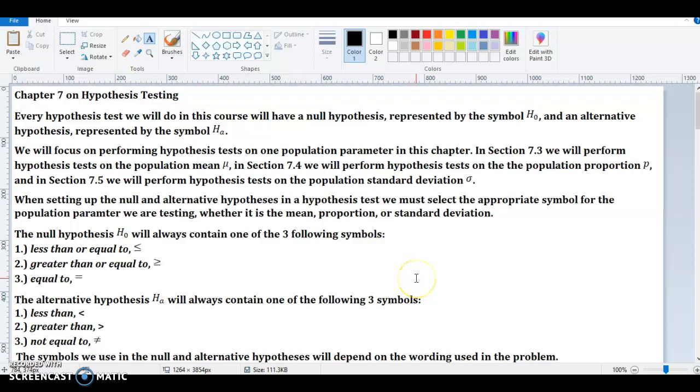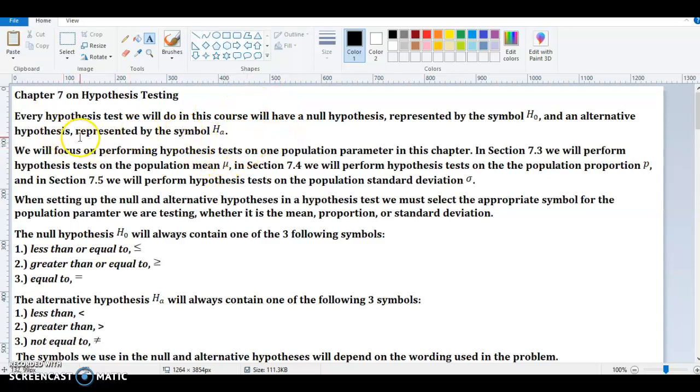Hello students, in this video we're going to begin chapter 7 on hypothesis testing, and if there's any time remaining in the video we'll do one or two examples from section 7.3. So keep in mind that we are skipping section 7.2, and that for the homework in section 7.1 you can find the answers to the questions either by reading the section or by watching the first several minutes of this video. Okay, so let's get started.